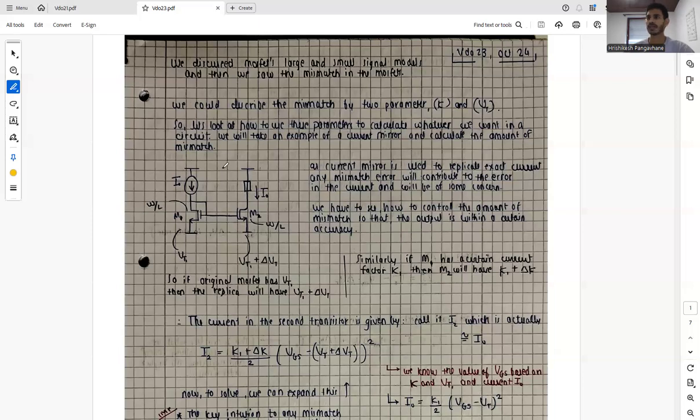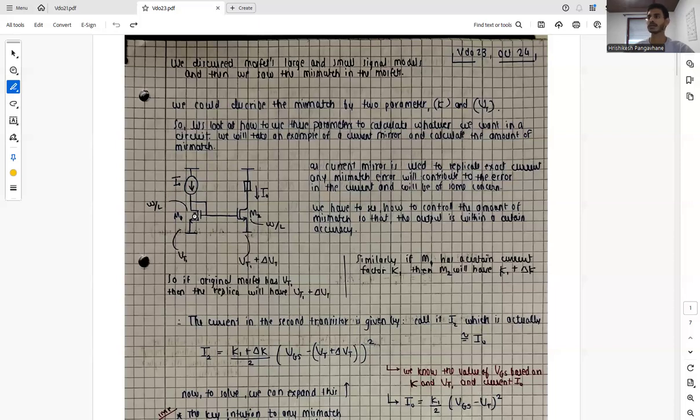So we have our current mirror over here where we have our current source, and we want the same current to be reflected from M2, and both M1 and M2 have their W by L the same. As a current mirror is used to replicate exact current, any mismatch error will contribute to the error in the current and will be of some concern. So we have to see how to control the amount of mismatch so that the output is within a certain accuracy.